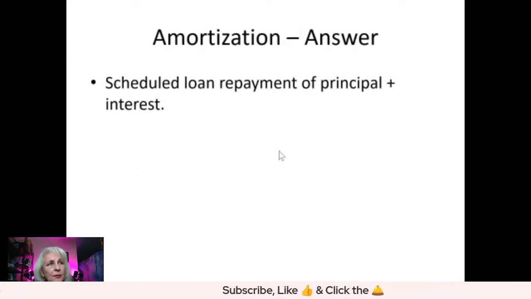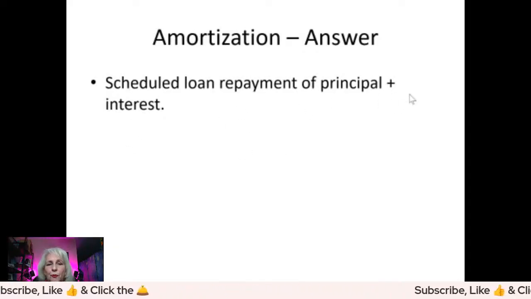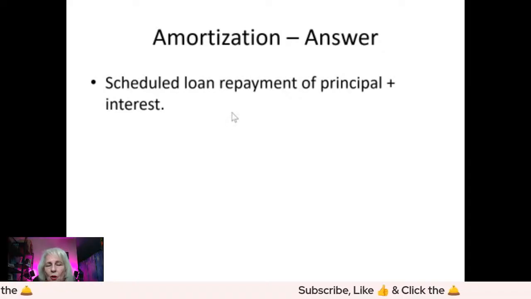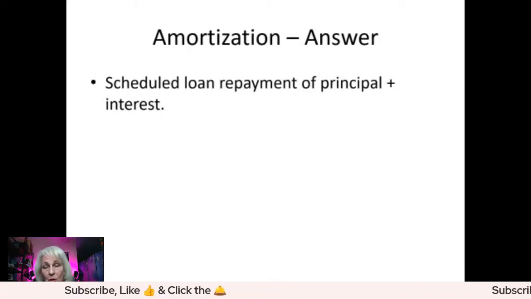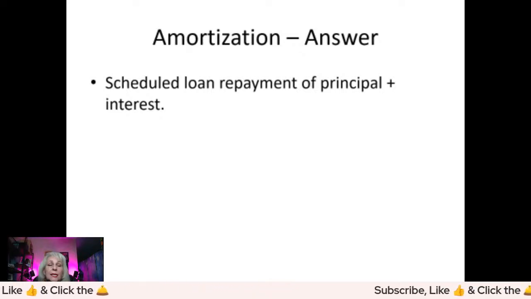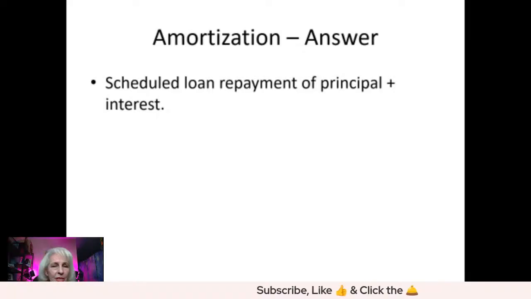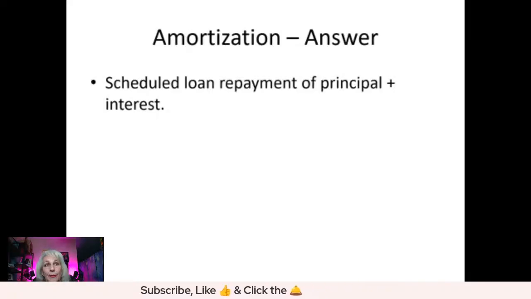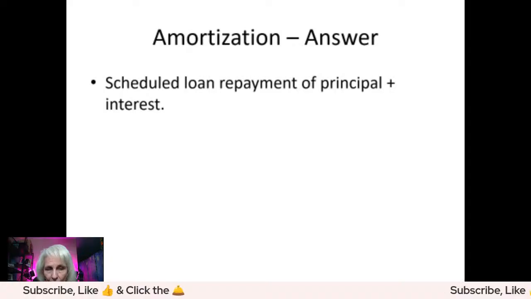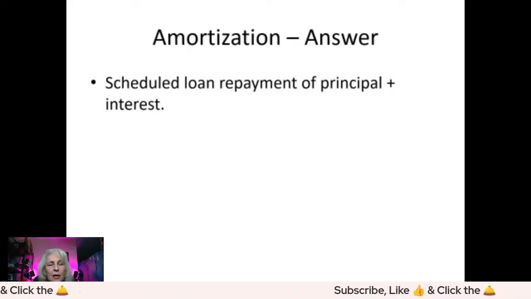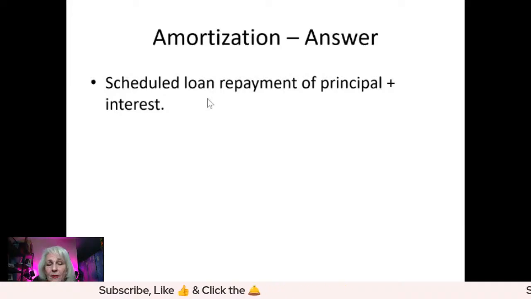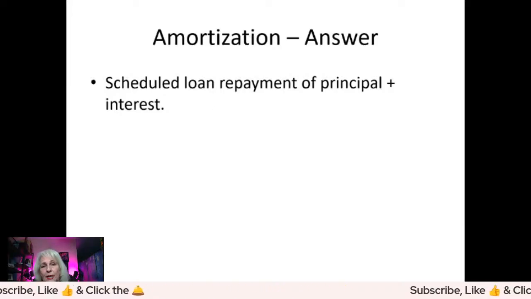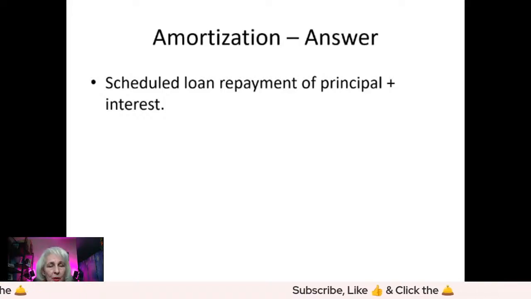Amortization. It is a scheduled loan repayment of principal and interest. Whenever an individual gets a mortgage from a mortgage broker, a lender, or a bank, a 10-year, 15-year, 20-year, 30-year, and now we might be going up to 50-year types of mortgages because of how our economy is right now, then the payment for that loan is amortized. It's stretched out for the term of the mortgage.